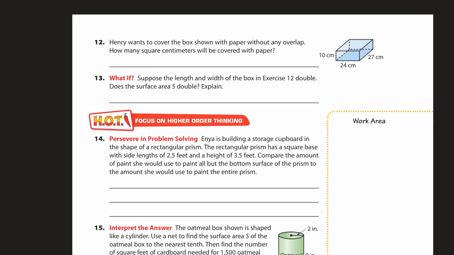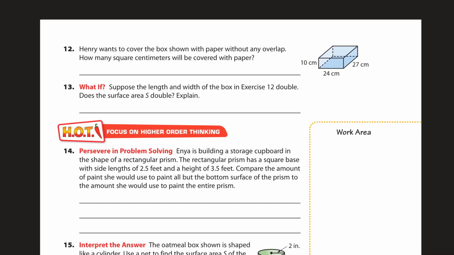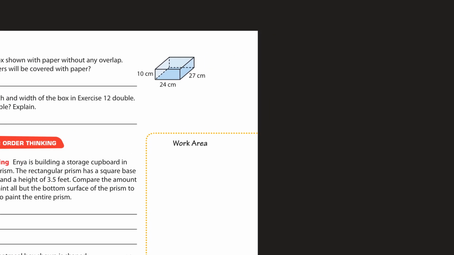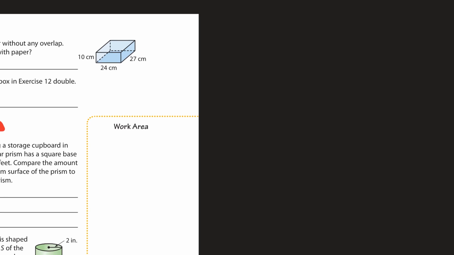And the next question, number 12. Henry wants to cover the box shown with paper without any overlap. How many square centimeters will be covered with paper? Okay. Well, I think I would go with how many surfaces are there? There's 6. So the front, I'll go with the front here. That's 24 times 10. And then, what? That's 240. But the front is the same as the back, so there's going to be another 240. And so that's surface 1, surface 2.